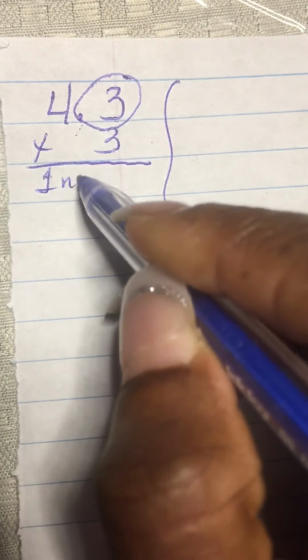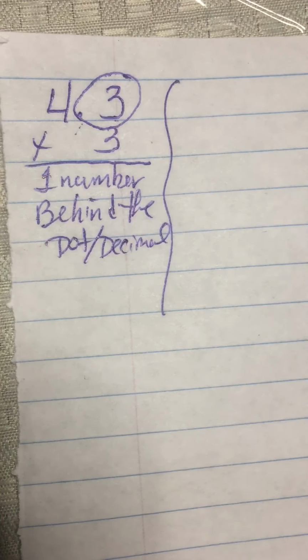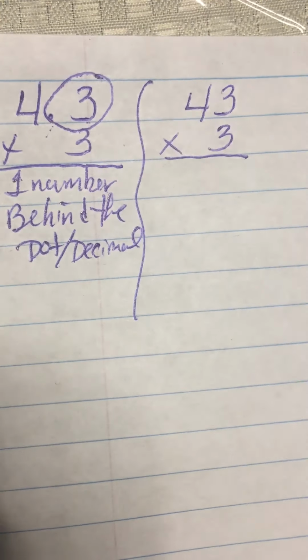We have 4.2 times 3. So the first thing we do is circle the numbers that are behind the dot or behind the decimal. I only see one number behind the dot, which is the same thing as a decimal. Okay, and I'm going to rewrite this without the decimal for now so I won't be confused.